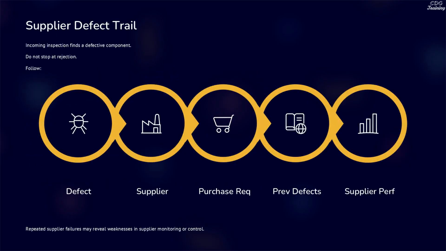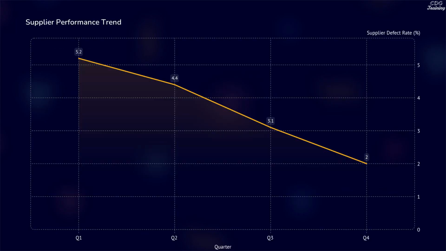A defect trail can reveal weaknesses in supplier monitoring. Follow the trail from defect to supplier performance to identify issues. Monitor supplier performance trends to identify issues early. A decreasing defect rate indicates improvement over time.